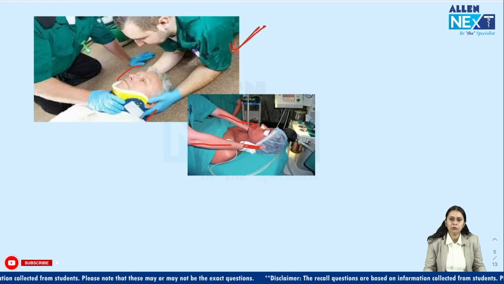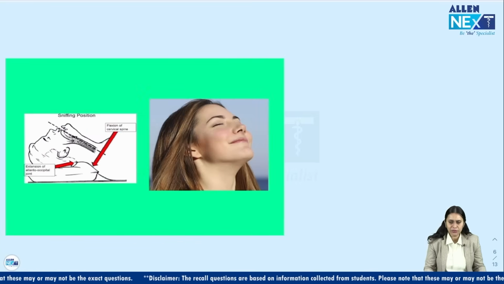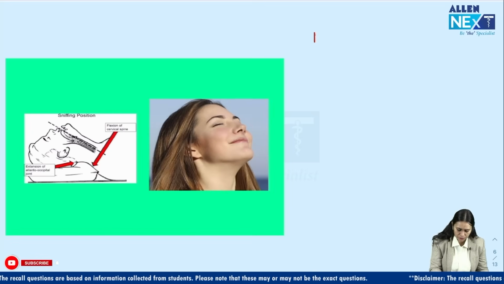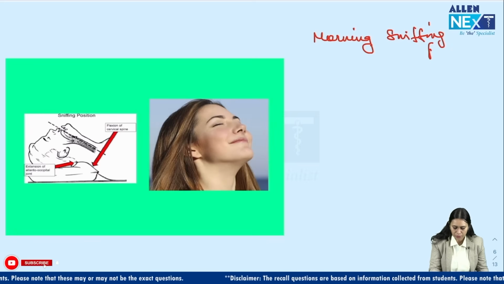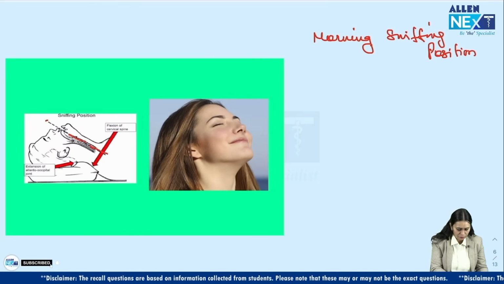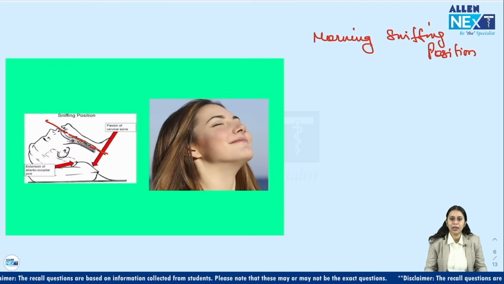Okay, this is manual inline stabilization. Okay, and the fourth option was the positioning for intubation. Well, positioning for intubation, this is morning sniffing position. Okay, morning sniffing position. This is a position in which what happens? The laryngeal, the pharyngeal, and the visual axis comes in one line. So chances of glottic opening visualization improves.